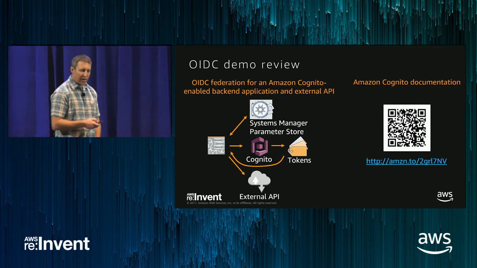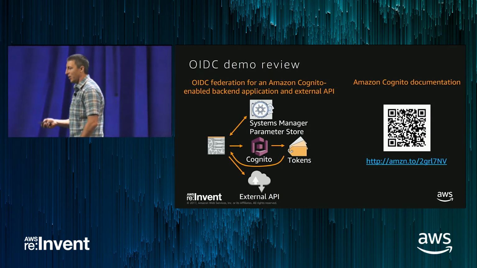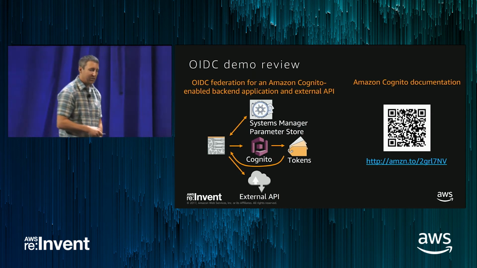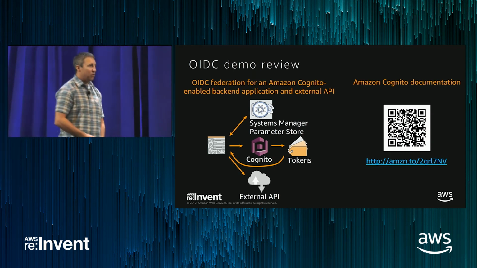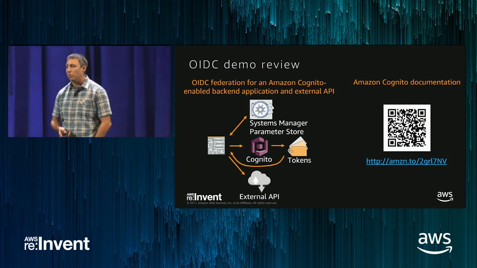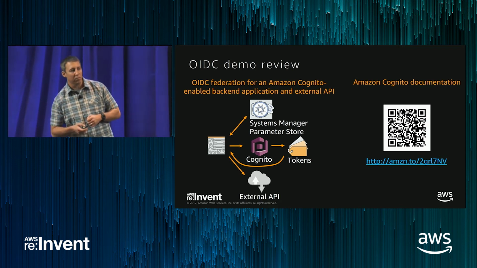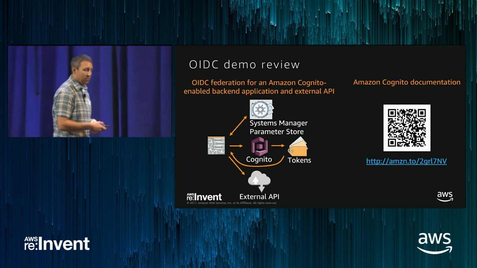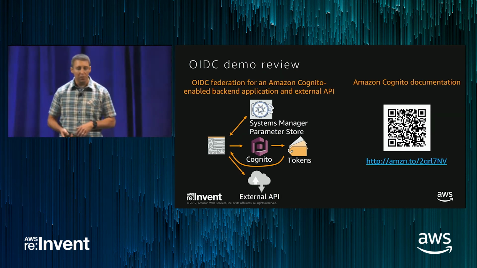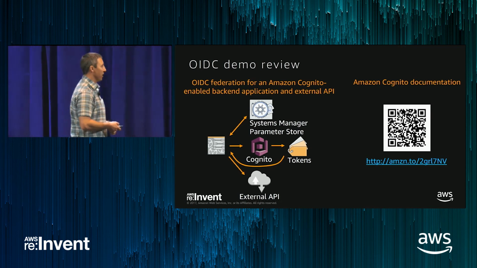And then in my demo, that I'm still probably going to hate myself for, the simple thing that I forgot later on today, but it's just the life of the demo, I suppose. We used Cognito in conjunction with Systems Manager Parameter Store to fetch the client ID and secret related to that application from SSM, so they weren't embedded in our code. And then we used Cognito to generate an access token that we could then present to an external API.